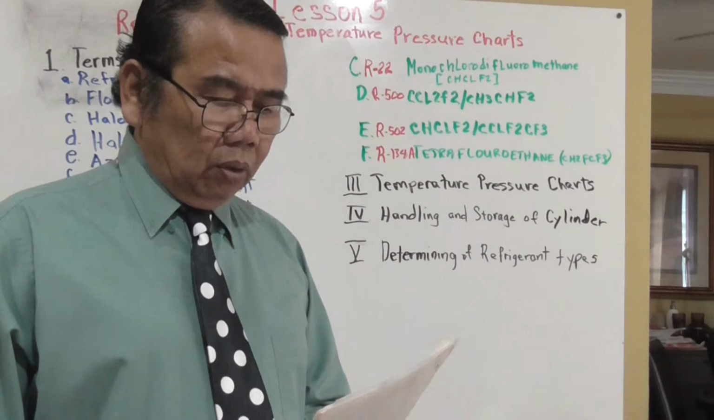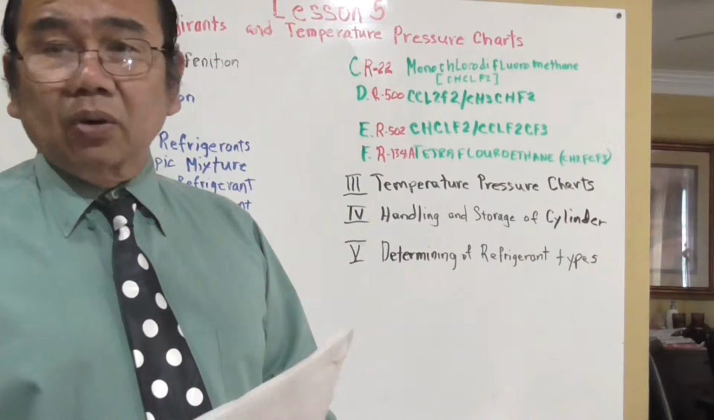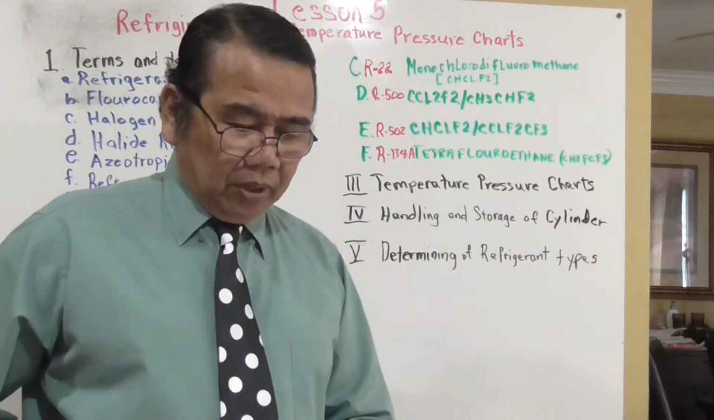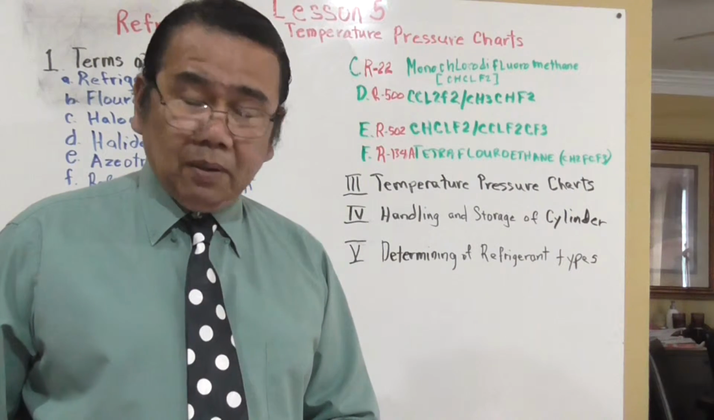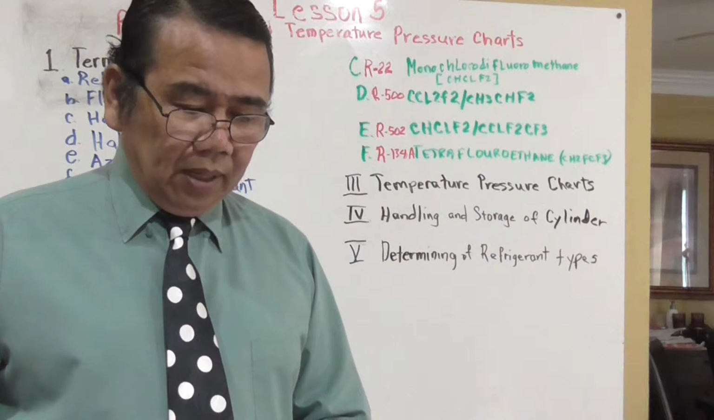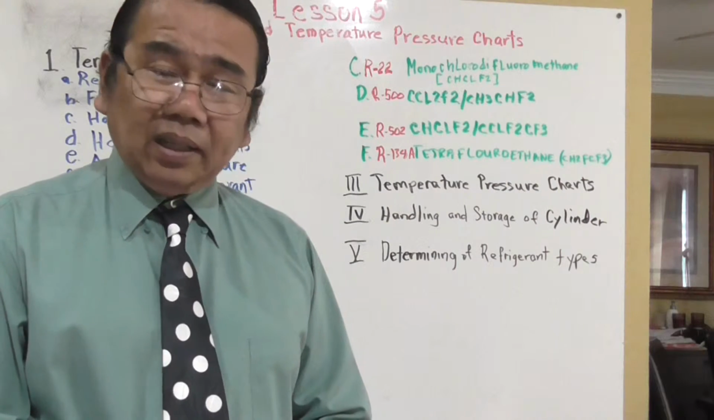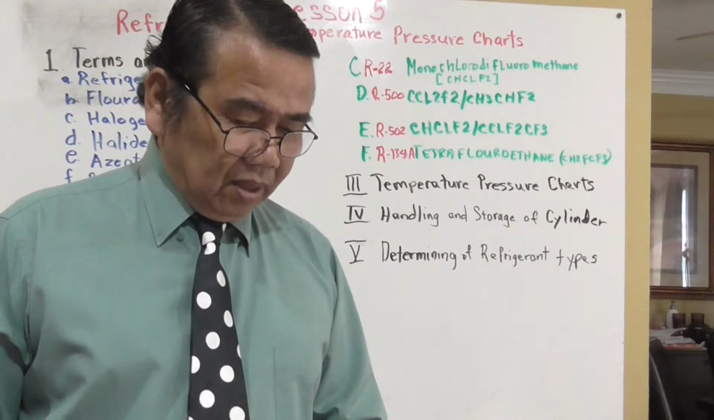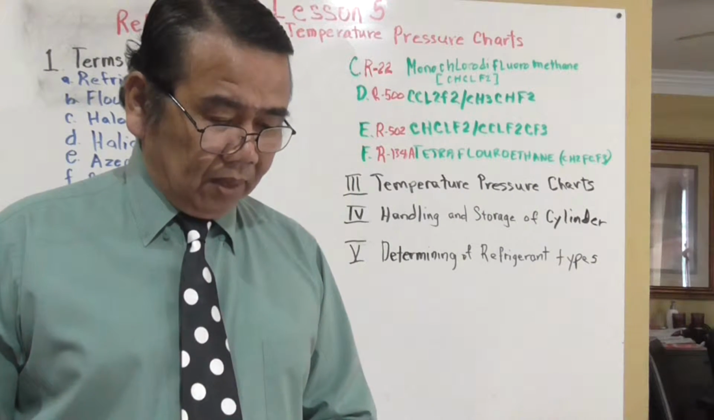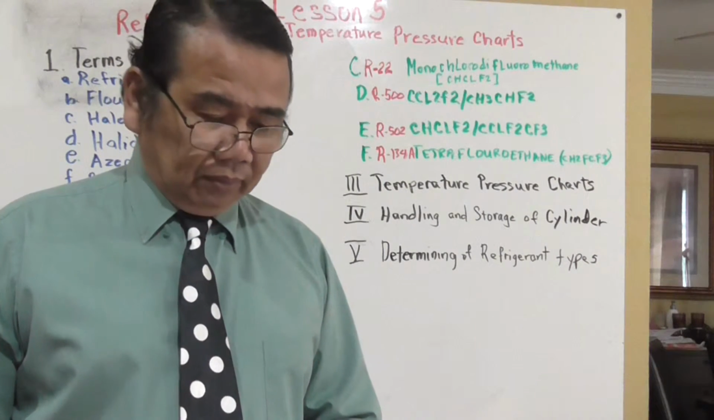R22 is monochlorodifluoromethane. R22 has been developed for refrigeration units with low evaporating temperature. It is used when size of equipment and economy are factors, such as packaged AC units. Boiling point at atmospheric pressure is minus 41 degrees Fahrenheit. Most physical characteristics are similar to R12.